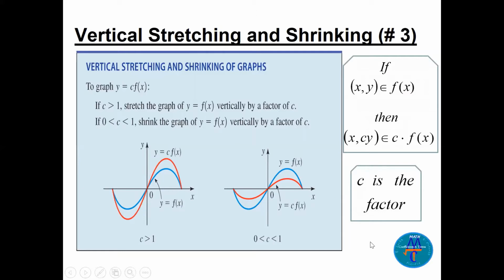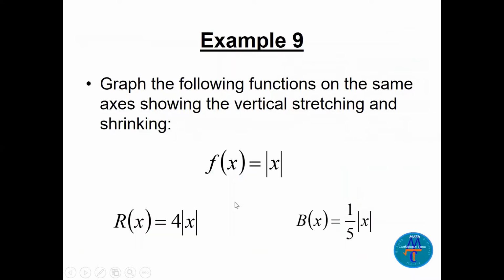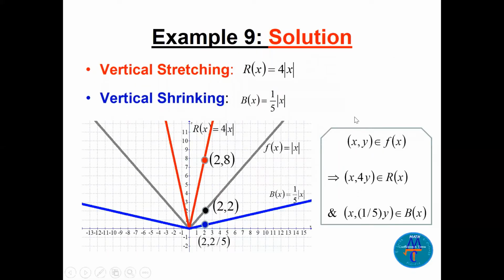c is the factor. Now let's graph 3 functions, f of x, r of x, b of x. This one is absolute value, this is 4 times absolute value, 1 over 5 times absolute value. On the same axis. So f of x, the original one, is the V shape, we know that. If you take a point here just as an example, put x equals 2, y will be 2. So 2, 2 on this graph, the black. The stretching is the red, and the shrinking is the blue. That's why I call this one r of x, and then b of x.